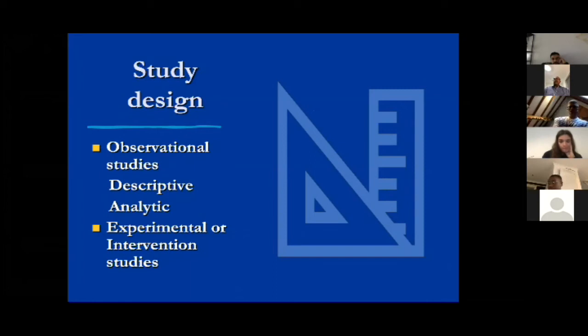This needs to go thoroughly through the board of the ethics committee, and they have to look at the study protocol and approve it before you start any experiment or intervention. So that's why there is a clear demarcation between observational studies and experimental or intervention studies.